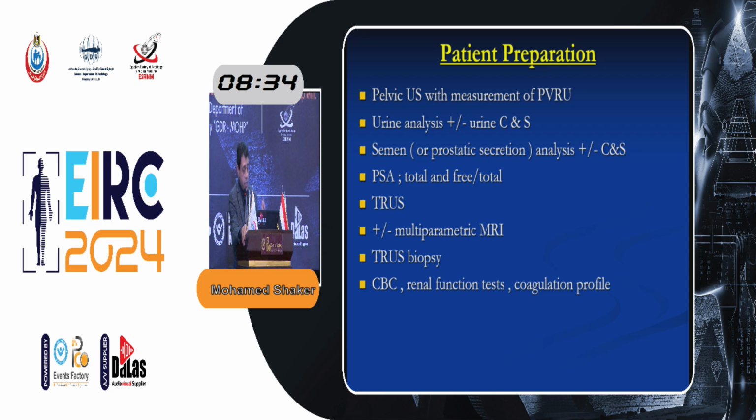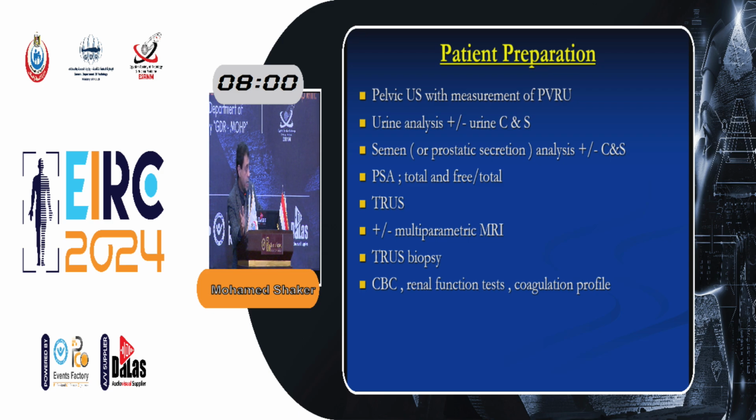PSA is routinely done, total and free, to exclude the possibility of prostate cancer, and also TRUS to exclude presence of any suspicious focal lesion and for accurate measurement of the prostatic volume. And if there is a suspected focal lesion, we shift to multiparametric MRI, and if there is a suspicious lesion, we can move to TRUS biopsy. And if we did TRUS biopsy, it is better to postpone the procedure. If there is no cancer, we postpone the prostatic artery embolization for about 2 weeks after the TRUS to avoid any opened channels inside the prostate from the TRUS biopsy.